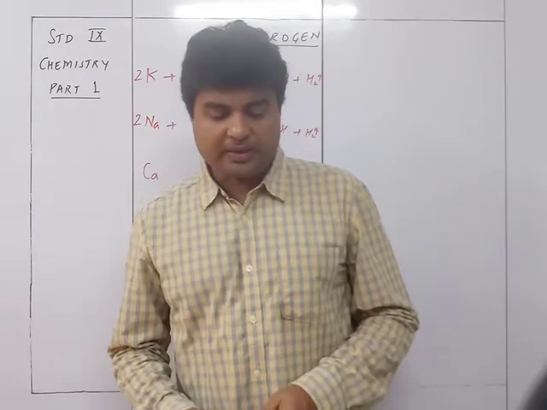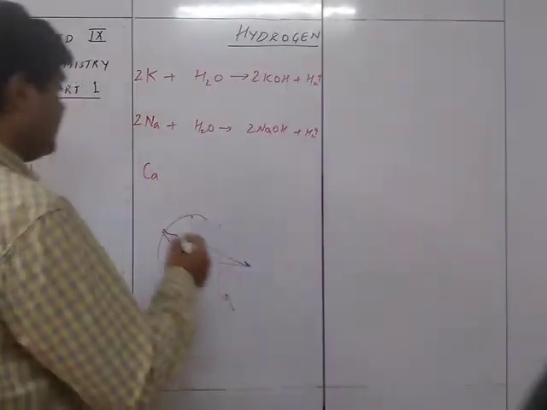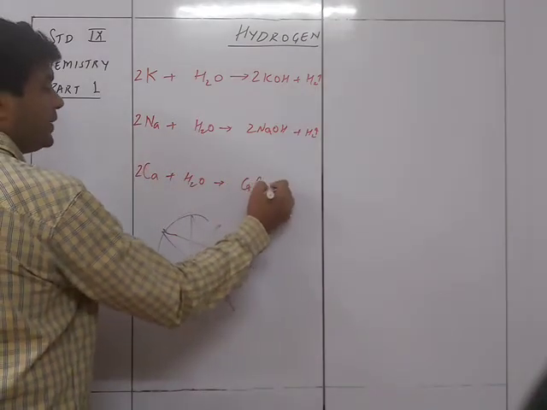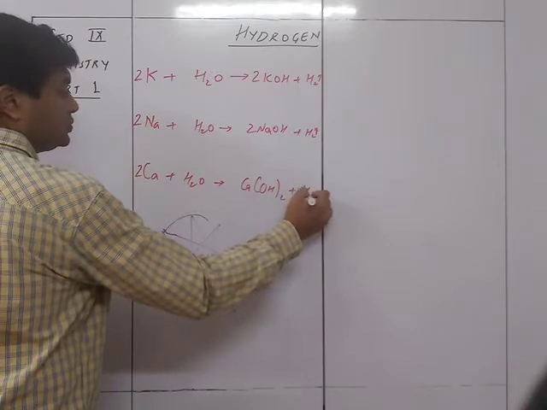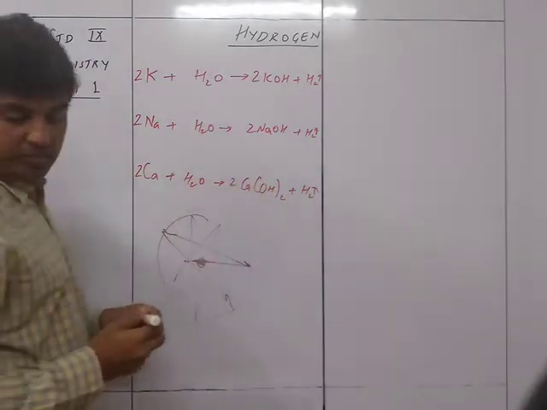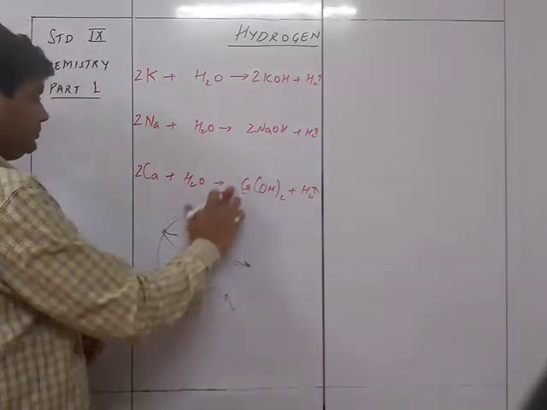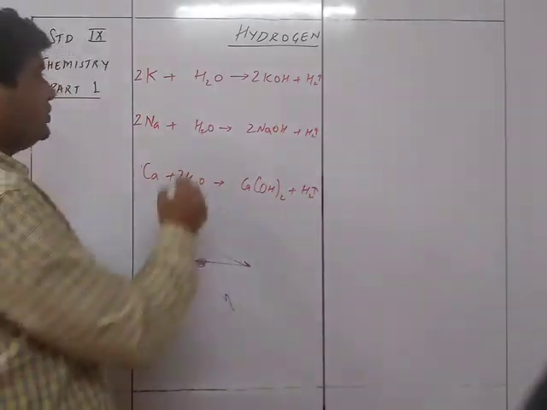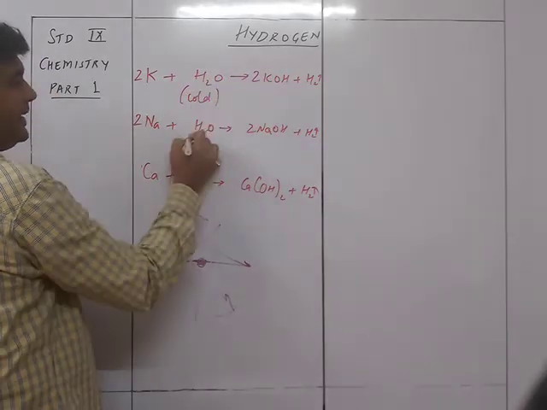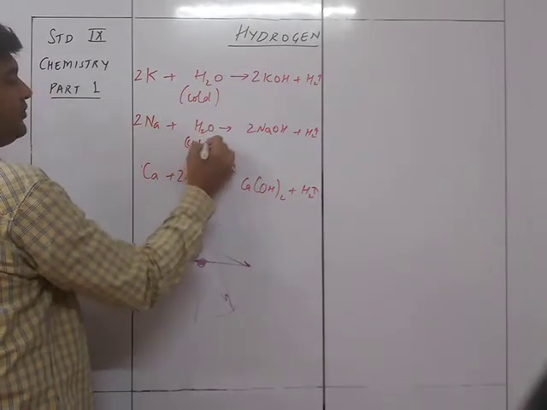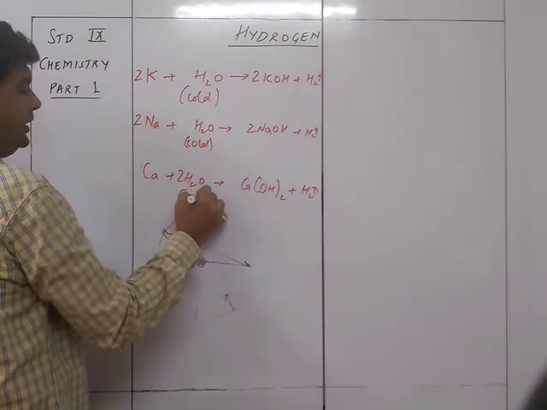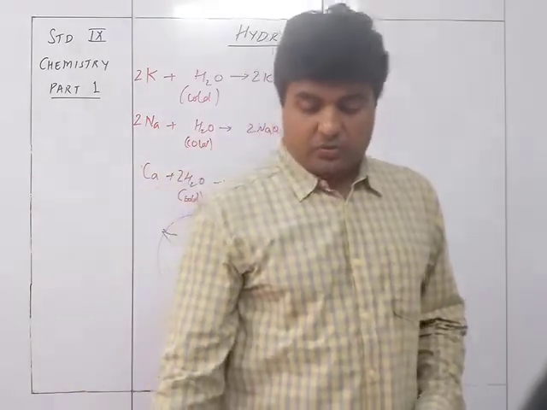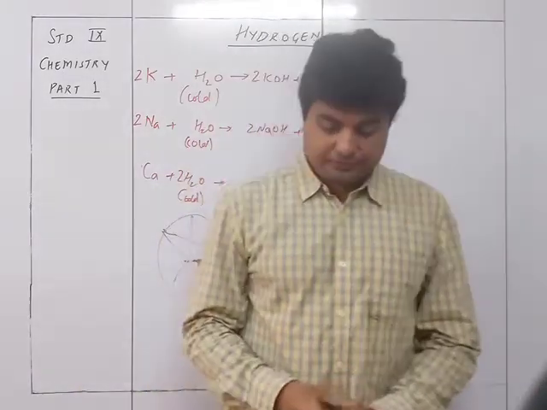The next is calcium. Again, you are going to have the same kind of reaction. So it will be Ca plus H2O, giving Ca(OH)2 plus H2. This is the reaction we will have for calcium. Now, of course, all these use cold water. You do not require any heat or steam. It is just room temperature cold water, and it is going to give out hydrogen.